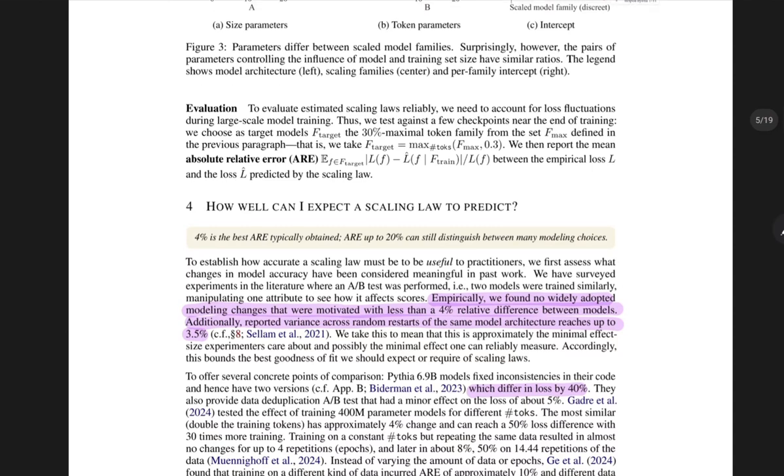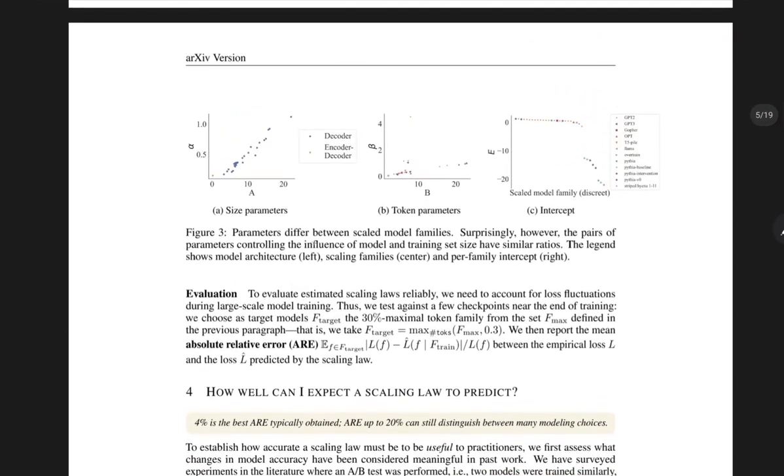In Figure 3, they have shown this. Parameters differ between scale model families. Surprisingly, however, the pairs of parameters controlling the influence of model and training set size have similar ratios, right? They have similar ratios, and this shows the model architecture, and these are the scaling families, and obviously the right part is the per-family intercept.